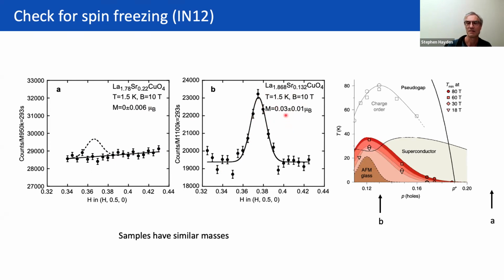So, and this we can work out by normalizing the intensity, this corresponds to a moment of about 0.03 Bohr magnetons, right? So what we're seeing, and I'm going to show you, is not due to any order or excitations of that order.